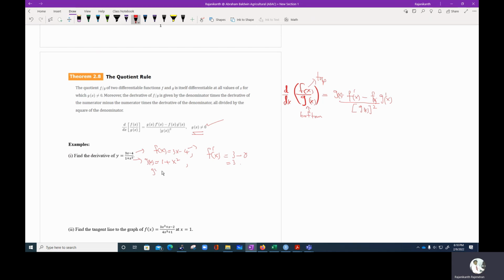So here the g prime function is nothing but the derivative of 1 plus the derivative of x squared. Again, the derivative of 1 is 0 because of the constant. But if you use the power rule for this derivative, it's going to be 2x. So I know g prime and f prime, so simply plugging these into the quotient rule formula, you will get the answer. Okay, therefore, the given problem was this.